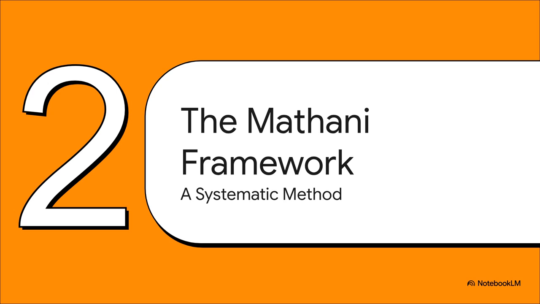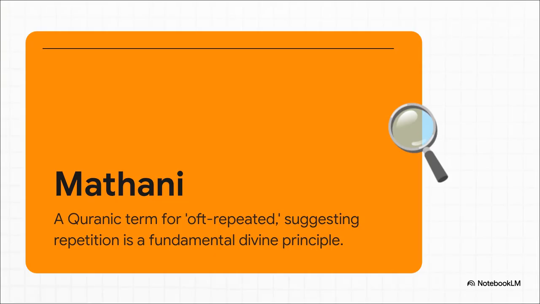Okay, so from that big, broad idea of a magnifying glass, let's zoom in on the specific tool we're looking at today. It's called the Mathani framework, and it's a very structured method for this exact kind of analysis. So what in the world is Mathani? Well, the name itself actually comes from the Quran, and it means oft repeated. The whole idea behind this framework is that repetition isn't just random, that it's actually a deliberate, fundamental principle, almost like a reflection of divine harmony woven right into the text.